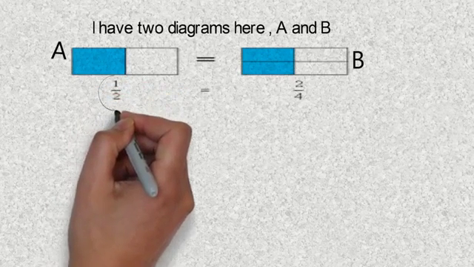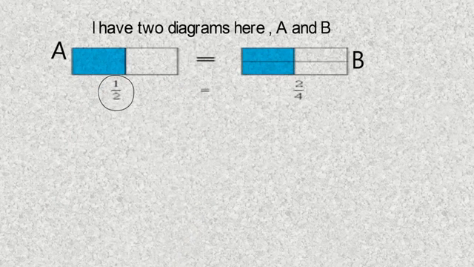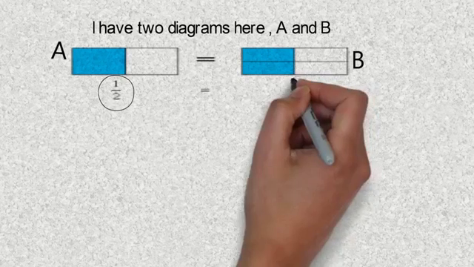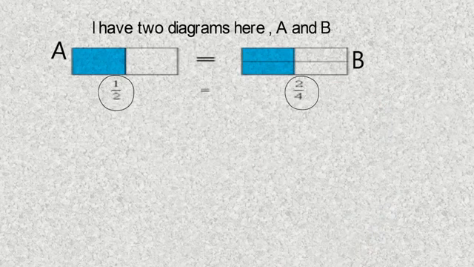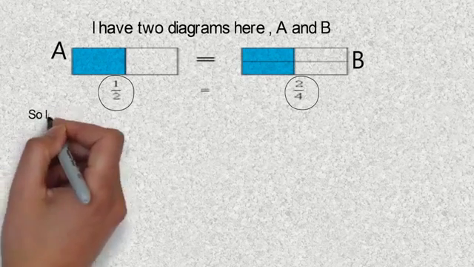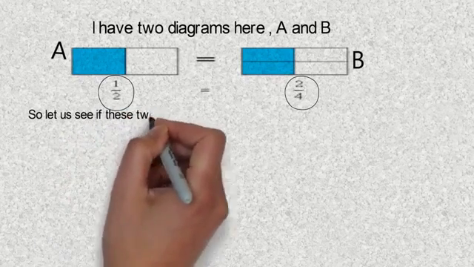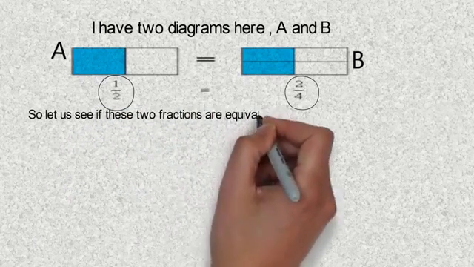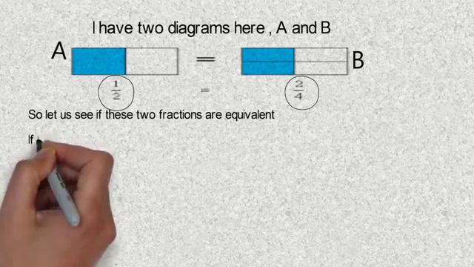Also, looking at the second diagram B, on my right, it is shaded the same proportion as diagram A, but this is divided into 4 parts, making 2 parts shaded out of the 4 parts. So I have this to be 2/4. Let us see if these two fractions are equivalent.